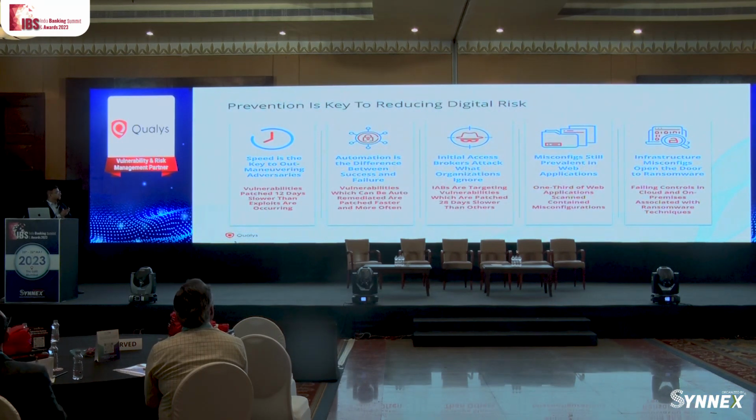Remember that prevention is going to be key to reducing the digital risk. Speed is the key to outmaneuvering the adversaries. And to achieve that speed, we have to rely on automation that is going to define our success and failure criteria.